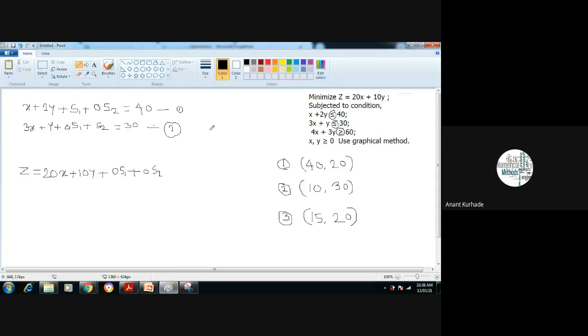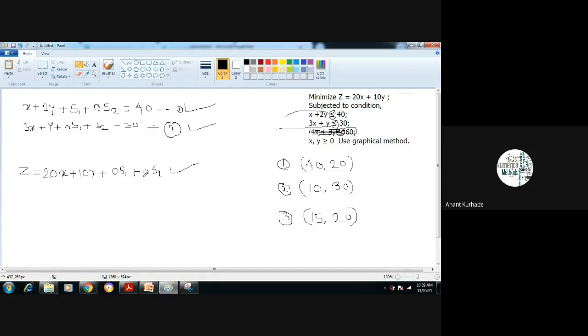So see, this is our problem statement. Then you have to rewrite the problem statement by considering slack variables and artificial variables. Slack variables you have to consider when constraints are less than. If constraints are greater than, we will discuss this problem later. Here constraints are less than, so think about slack variables. This is the first constraint, this is the second constraint, and this is your objective function: z is equal to 20x plus 10y plus 0s1 plus 0s2.